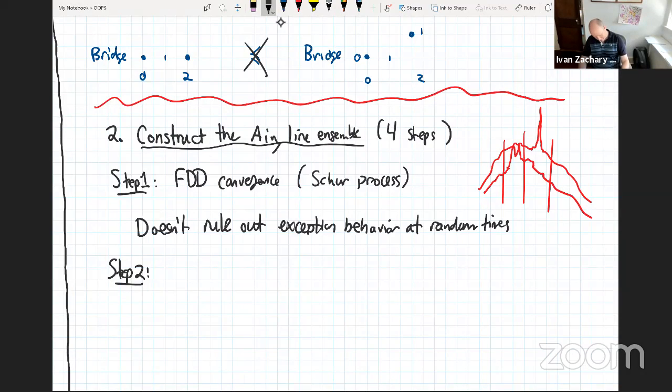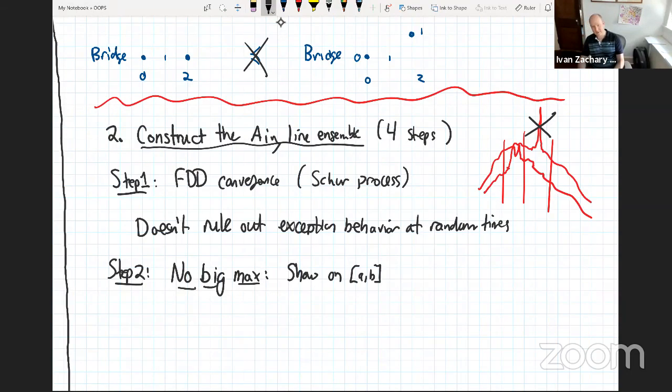And the first step is what's called no big max. This is our sort of short term for what we're going to do. And what this will do is this will rule out these sort of spurious events occurring at random times. And so what I want to argue is that I'm going to show that on the interval AB, the top curve of my line ensemble cannot get too high.